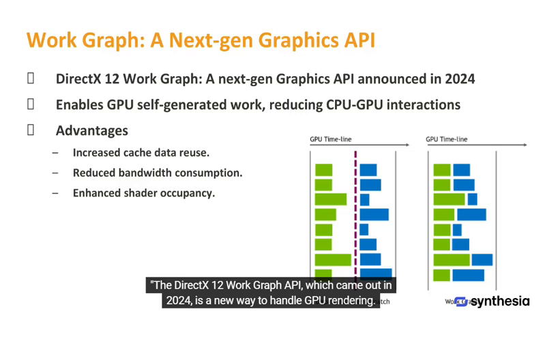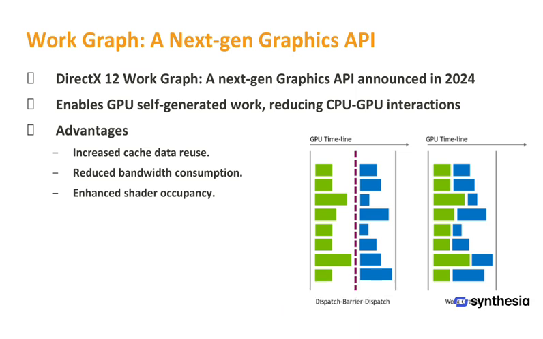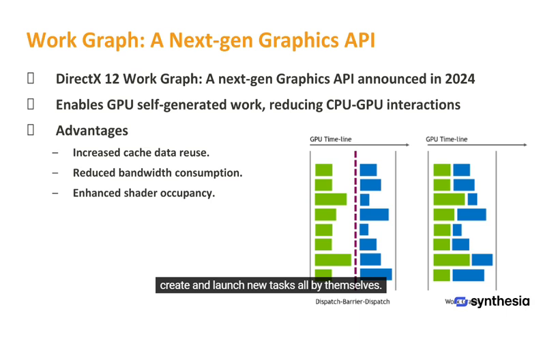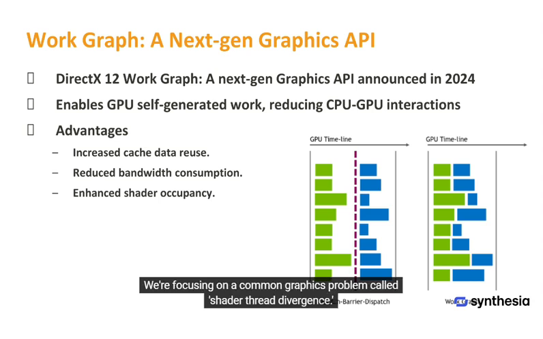DirectX 12 Work Graph API, which came out in 2024, is a new way to handle GPU rendering. It lets shaders, programs running on the GPU, create and launch new tasks all by themselves. This means the GPU doesn't have to talk to the CPU as much. In this work, we're testing the practical performance of these work graphs. We're focusing on a common graphics problem called shader thread divergence.